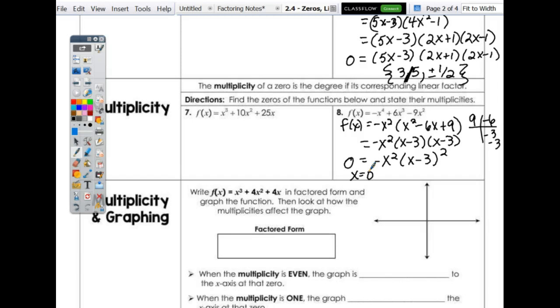And what do we say happened at 2? It's a bounce. So it's a multiplicity of 2 and it's a bounce. What about at x equals 3? What's the multiplicity? It's 2. So it's also a bounce. So there's 2 bounces in that polynomial, okay?